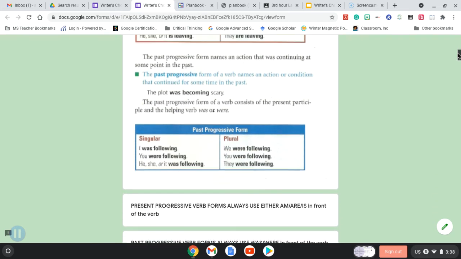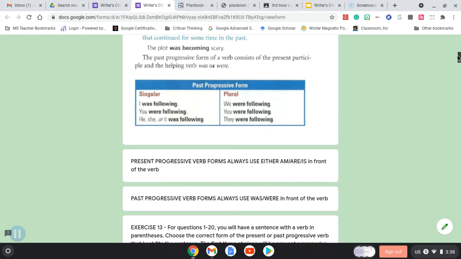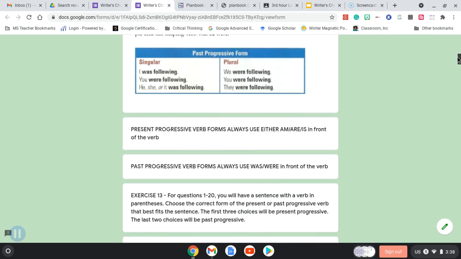And then in the blue box are the past progressive forms. There are two. I was following, you were following, he, she, or it was following. Was and were are your past progressives. And they will be the last two options for every question.